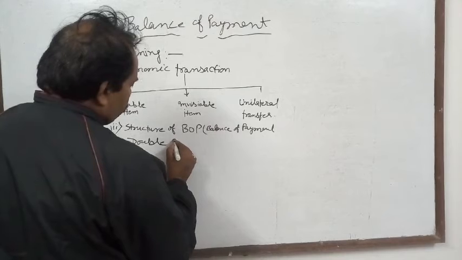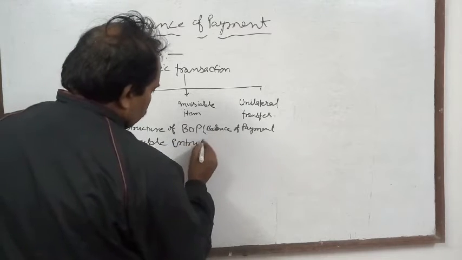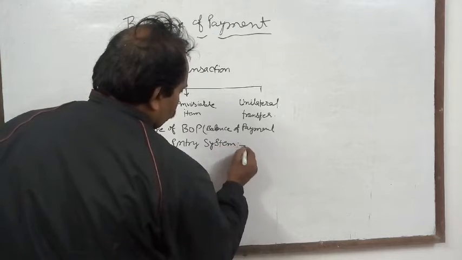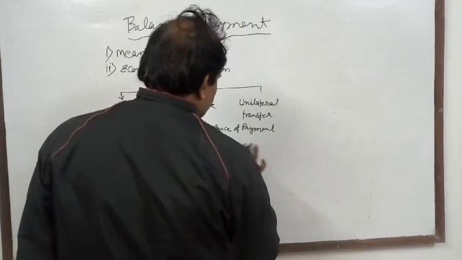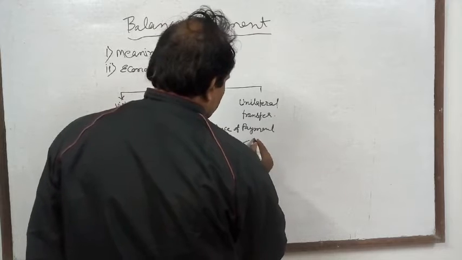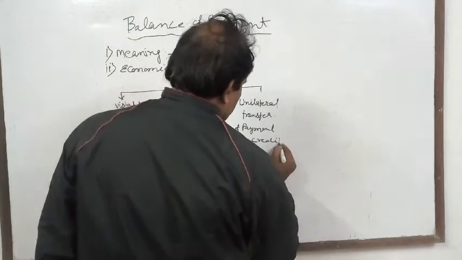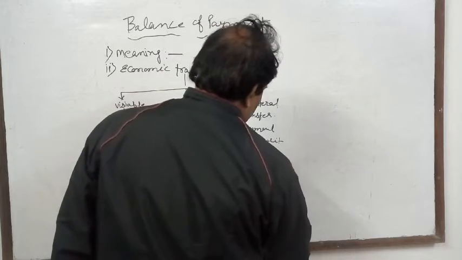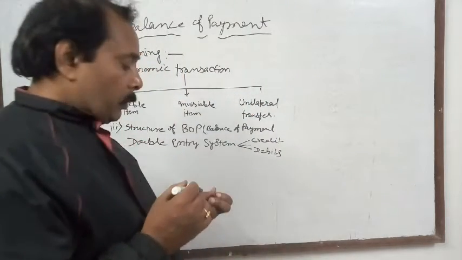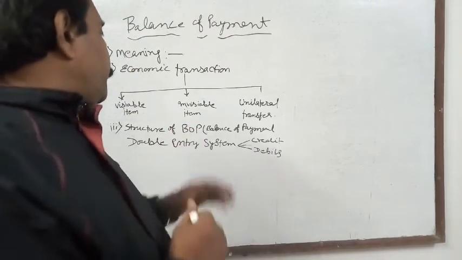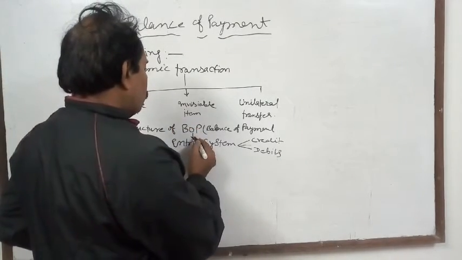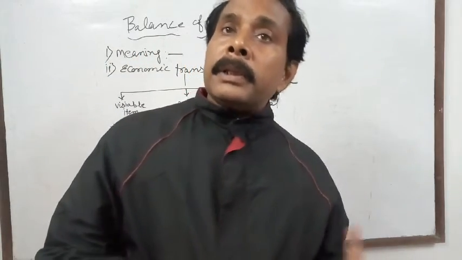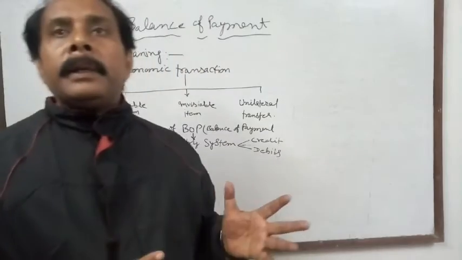Double entry system. One is credit, other is debits. Okay, so the structure of BOP is based on the double entry system. One is known as the credit and the other is debits. So what is credit and debits?